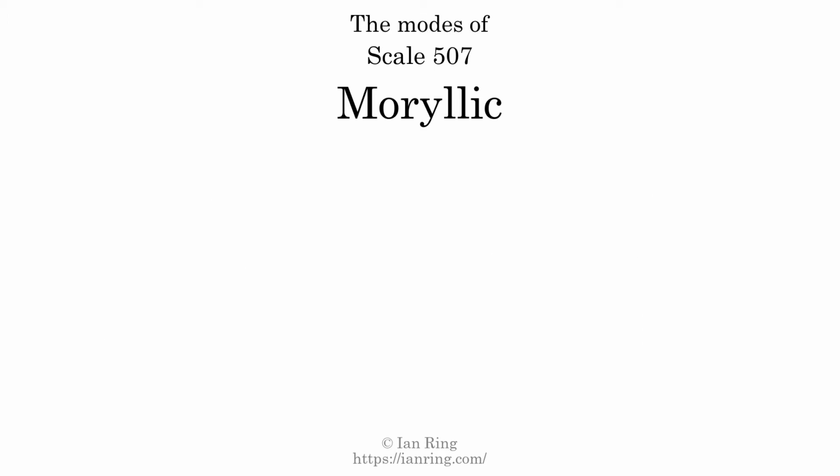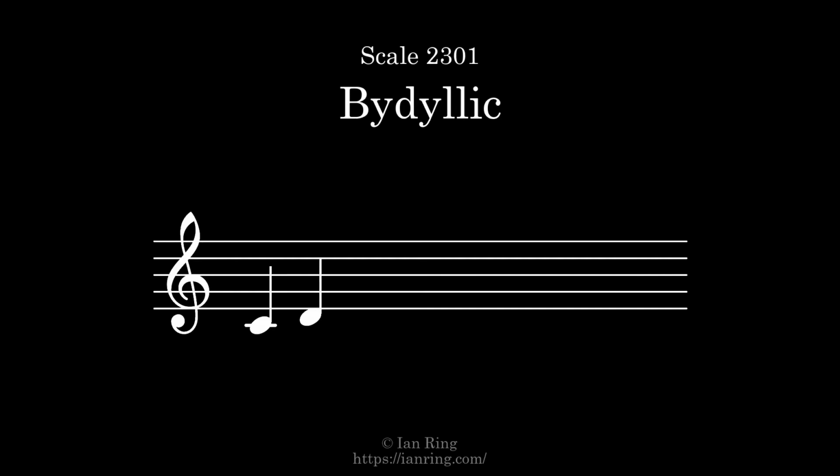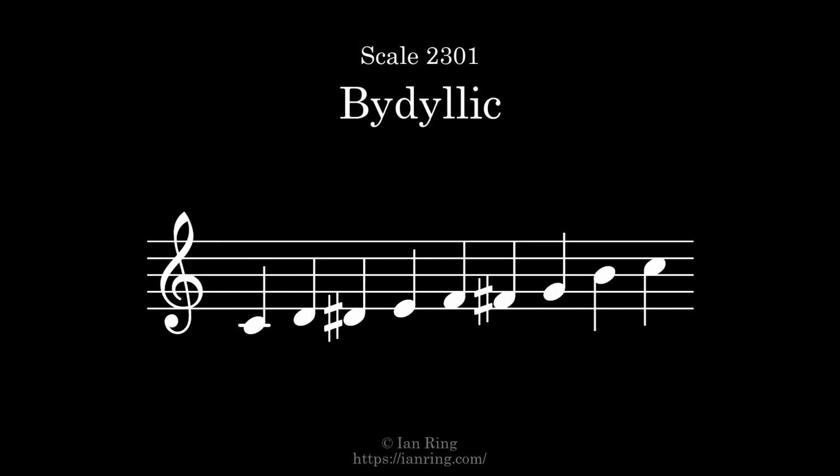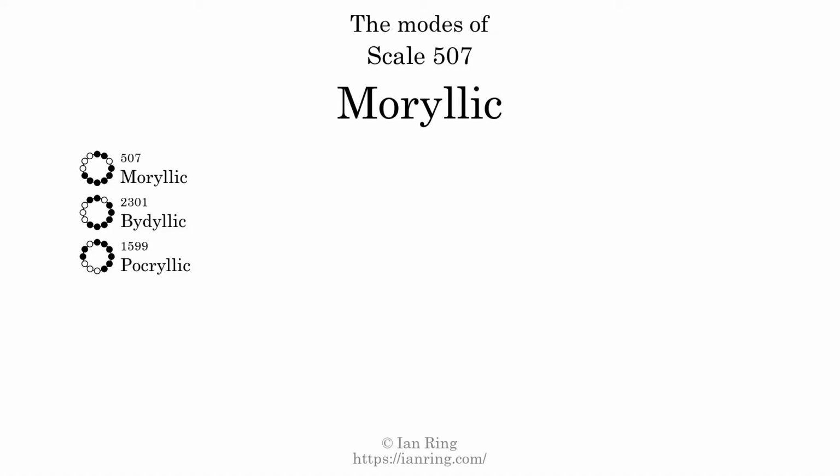This scale has 8 modes. The first mode is itself. The second mode is scale 2301, also known as bidyllic. It sounds like this. The third mode is scale 1599, also known as acrylic. It sounds like this.